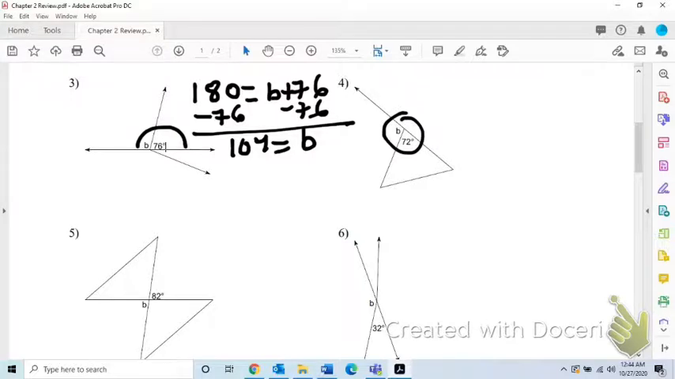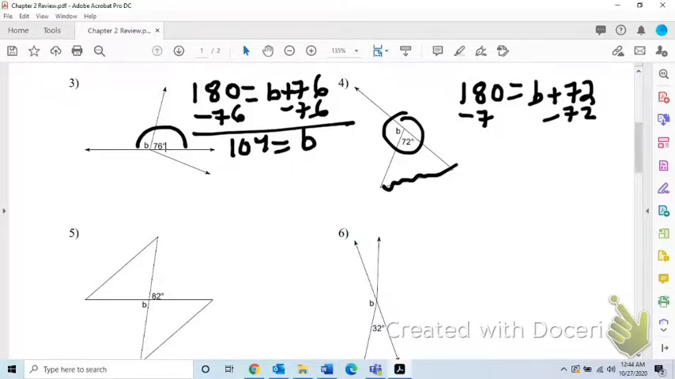So number 4. B and 72, identify that relationship. What helps me sometimes with these is when I see a problem, there are extra lines there. They're superfluous. They're there just to screw around with you. Like that one right there. We don't need that line. That line has absolutely nothing to do with the problem, so we can just take it out. We see that B and 72 form a straight line, linear pair, supplementary. So we go 180 equals B plus 72. Subtract 72 from both sides, and we get 108 equals B.